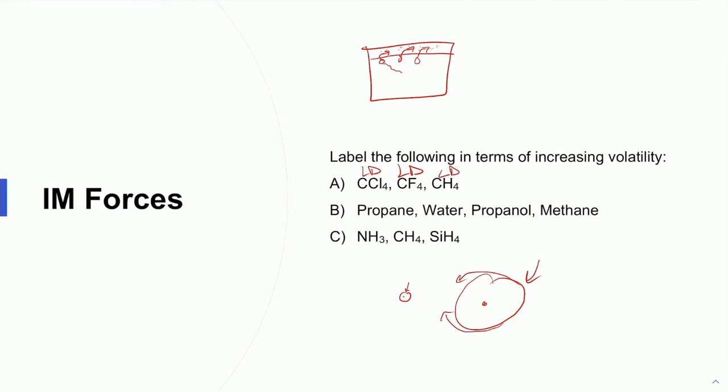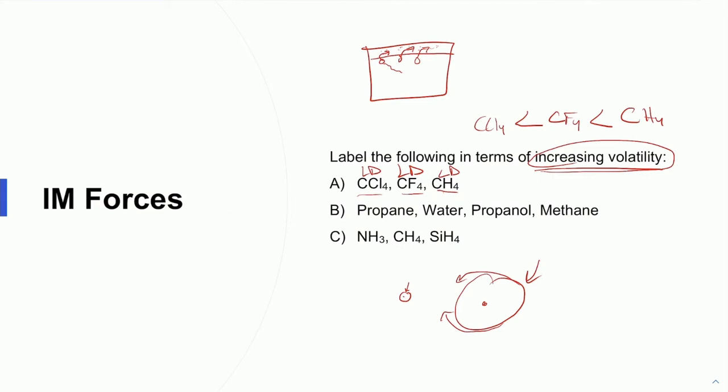So if I look at this, increasing volatility is actually decreasing IM forces, right? So I'm going to label these with a less than sign, in terms of decreasing IM forces, so that it matches the increasing volatility. So I would expect that CH4 has the highest volatility because it has the weakest intermolecular forces, because it is the smallest of the three. Hydrogen is smaller than fluorine and chlorine. Then I would expect probably CF4 and then CCl4 at the end here.